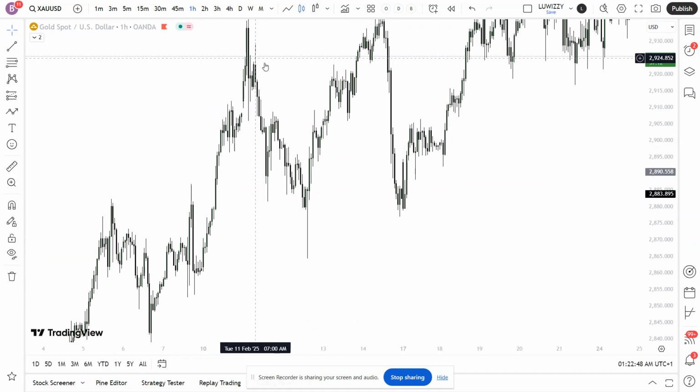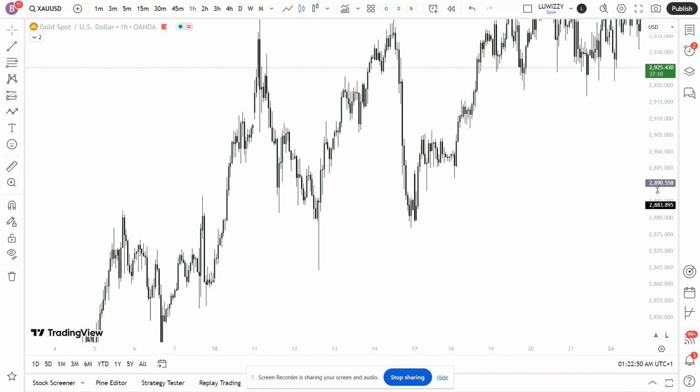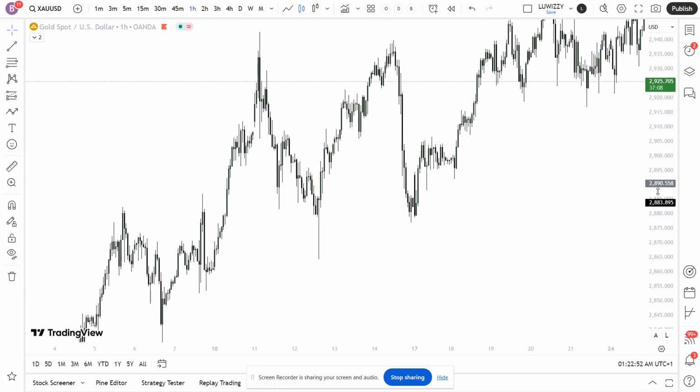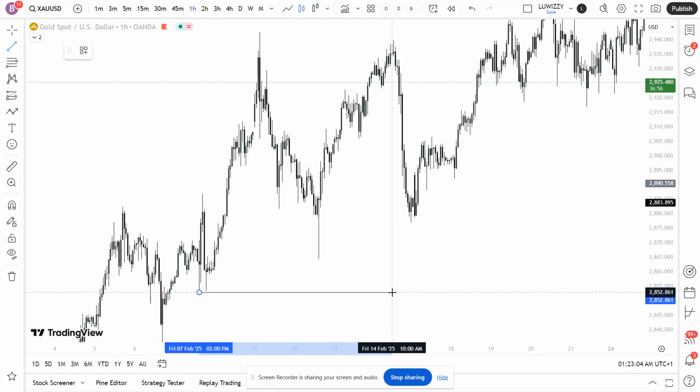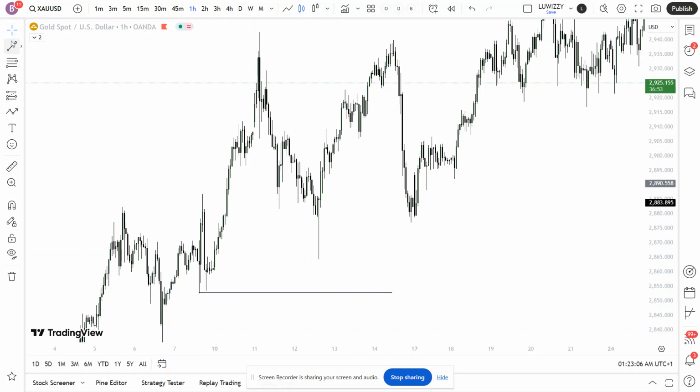So this low created this range high, right? So now we have a range. We are dealing in a range, right? So let's mark out the range we are dealing in. This is a range low. This is the range low we are dealing with. Now I will mark out the range high.